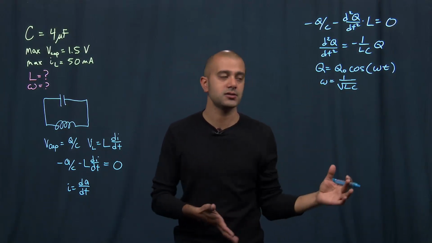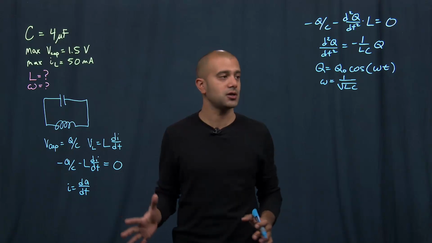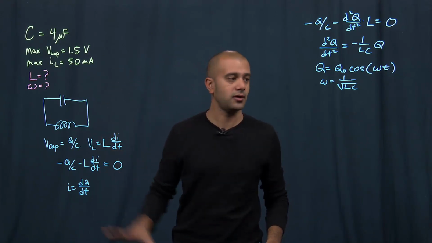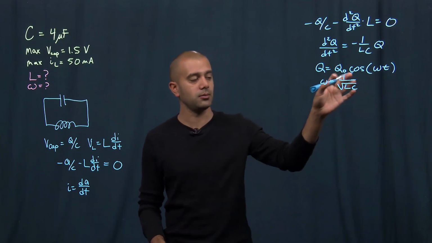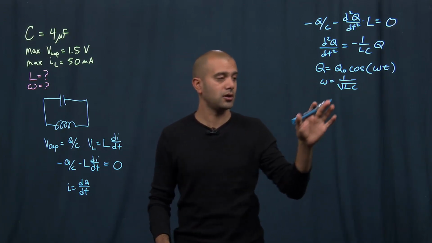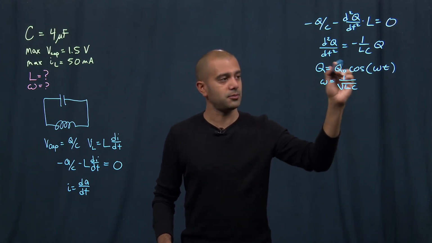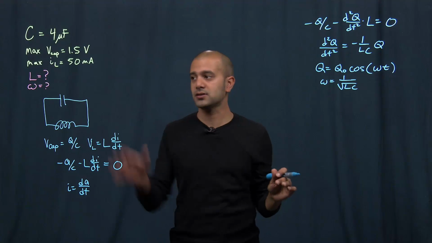You could also use sines, or you could use a combination of sines and cosines. Which one you use depends on the initial conditions, which are not given here, so we don't have to worry about that. I'm just going to choose cosine arbitrarily, but if you use sines, you'll still get the right answer ultimately. One other thing I want to say is that this constant here also depends on initial conditions, but it's related to something we're given in the problem.